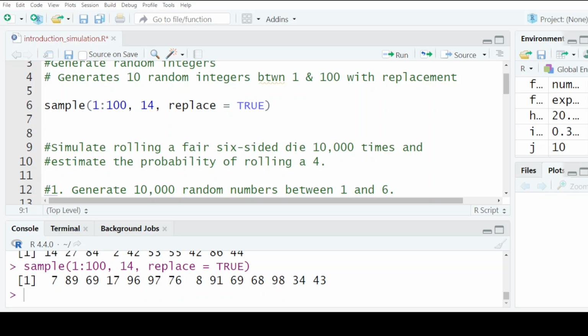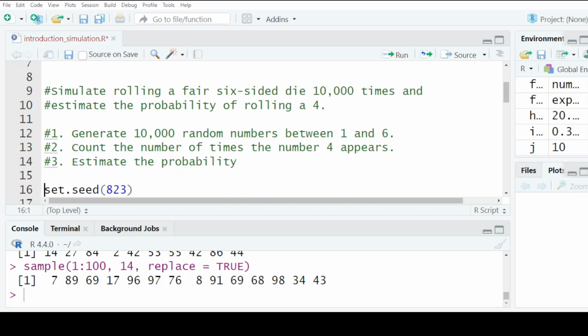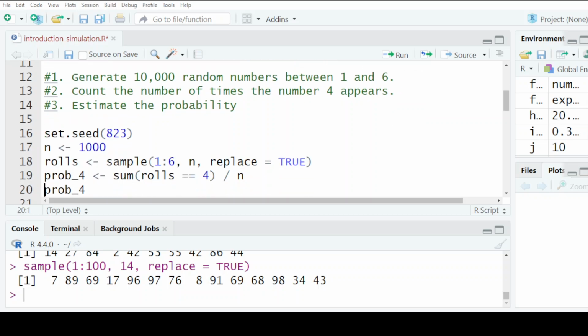Another example: we want to simulate a fair die, maybe 10,000 times or thereabout, and then we see how many times a 4 appears. So I'll set the seed. You can set the seed to any number. I'm setting the seed to 823. I'm going to sample 1000 times, and that is my n, with replacement, and then I sum all the 4s that appear.